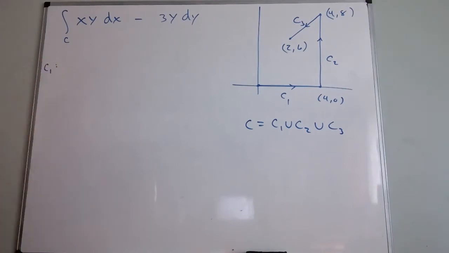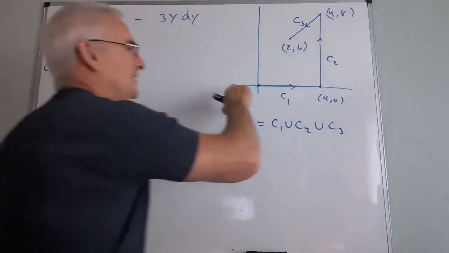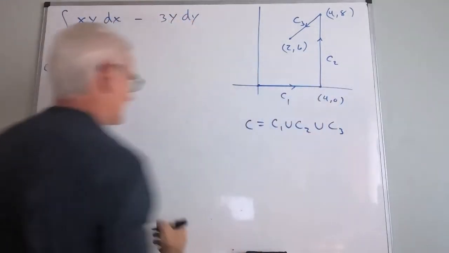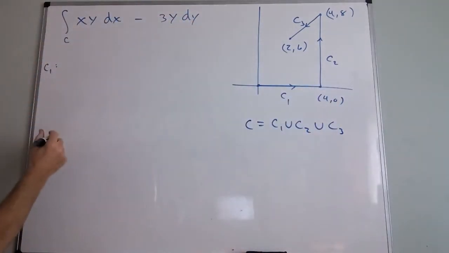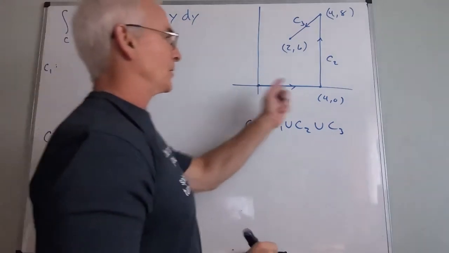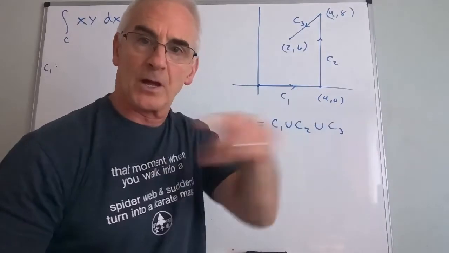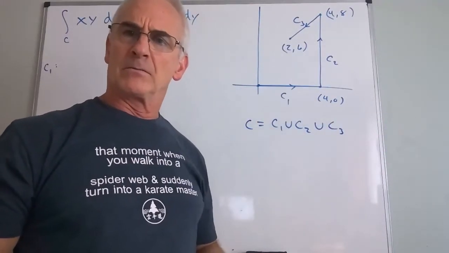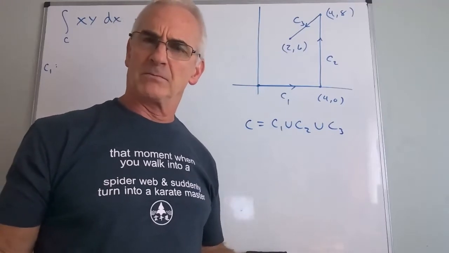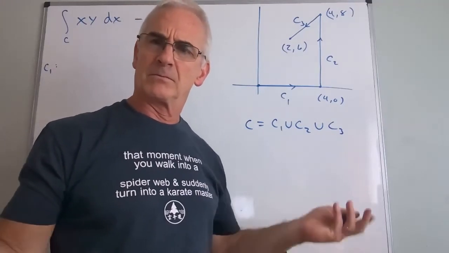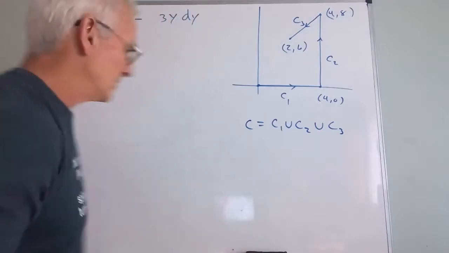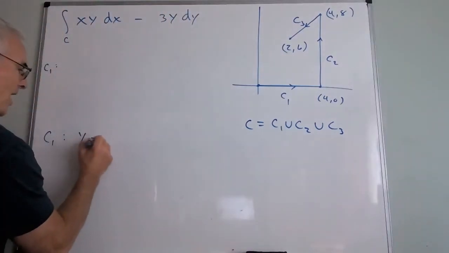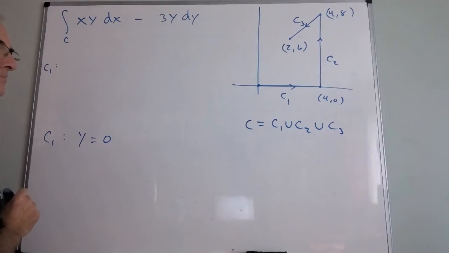what is my equation along C1? I'll write that over here because I'm going to have to rewrite things. C1 is what path? I'm going from (0, 0) to (4, 0). So I'm doing a horizontal line. Isn't the equation of a horizontal line y equal a constant? Everybody, isn't that what it is? So on C1, I have y equals 0.